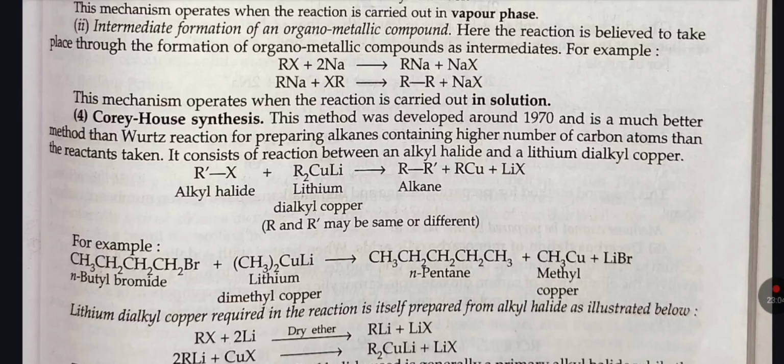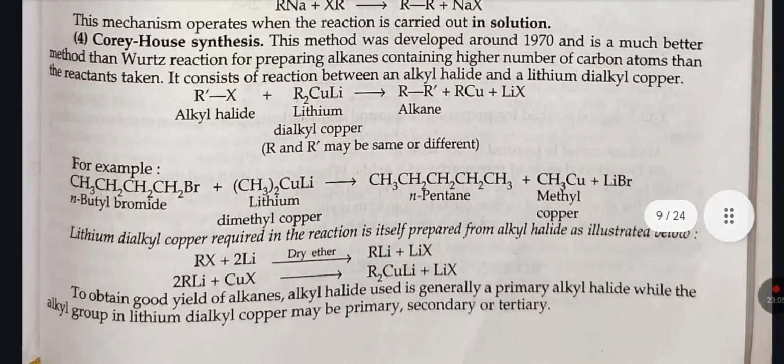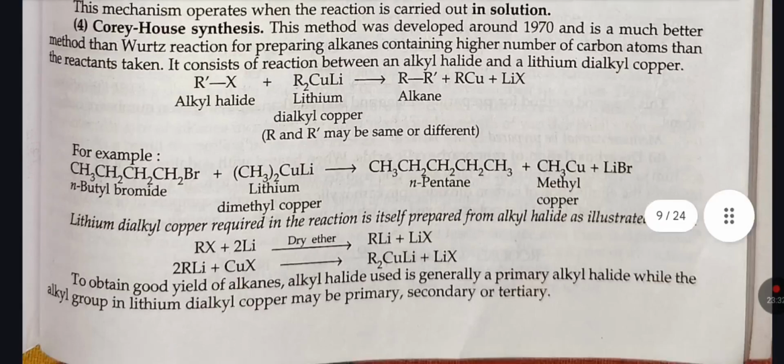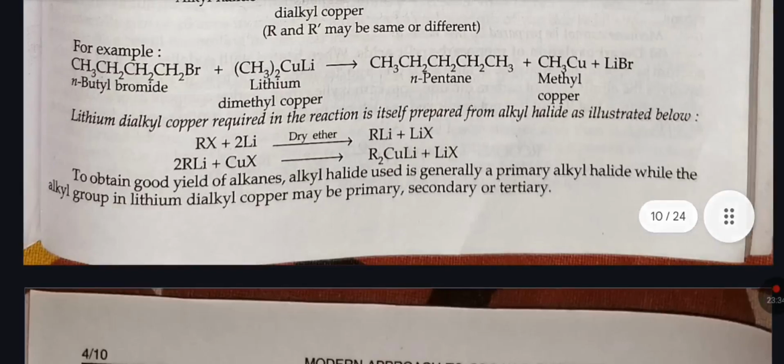Fourth, Corey-House synthesis. This method was developed around 1970 and is a much better method than Wurtz reaction for preparing alkanes containing a higher number of carbon atoms than the reactant taken. It consists of a reaction between alkyl halide and lithium dialkyl copper. Alkyl halide plus lithium dialkyl copper will give alkane plus RCu plus LiX. For example, n-butyl bromide plus lithium dimethyl copper will give n-pentane and methyl copper plus LiBr.